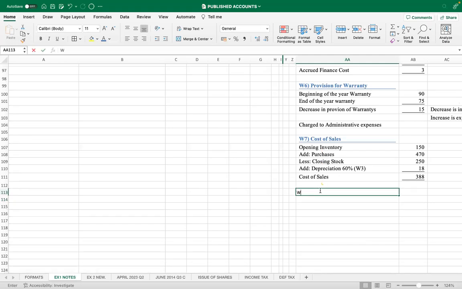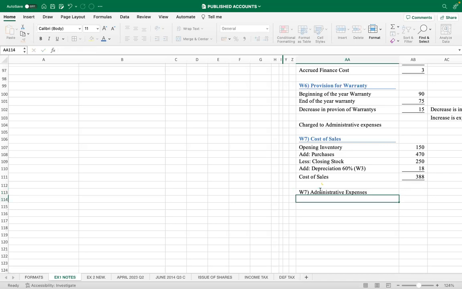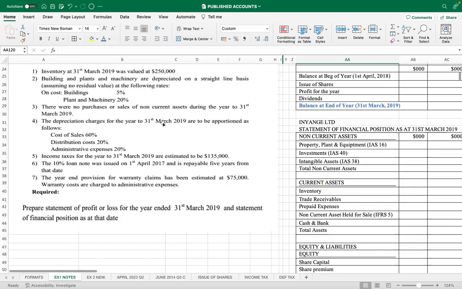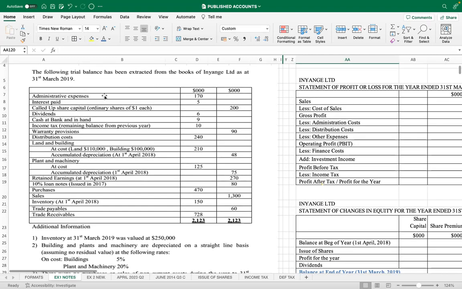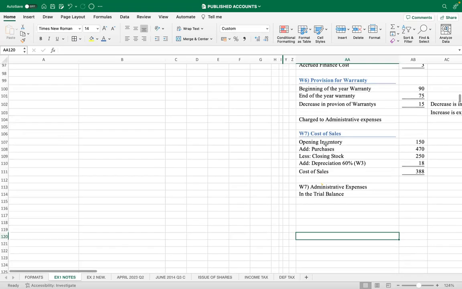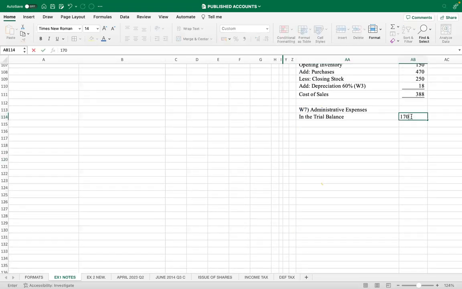Next, we go to workings that affect the P&L. Working 7, we have administrative expenses. Now, there are administrative expenses in the trial balance. Admin expenses, did we have them? Admin expenses, it's the first one, 170. Admin expenses in the trial balance is 170.